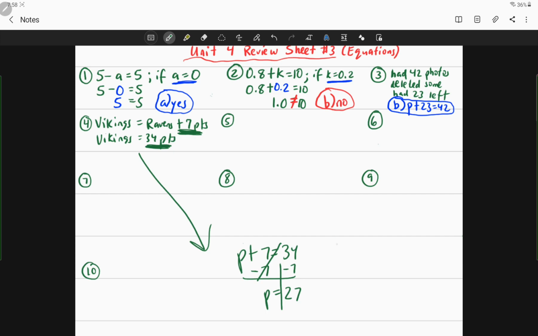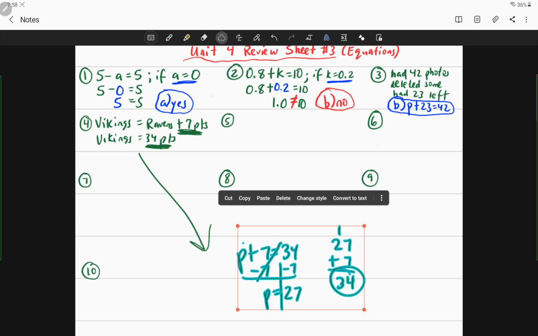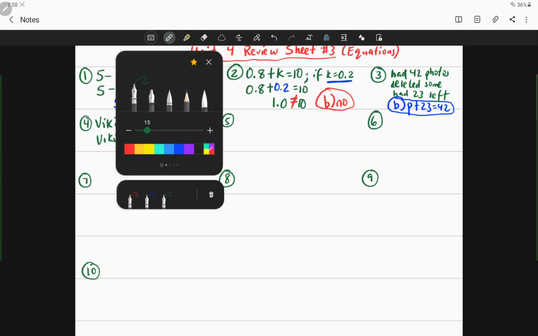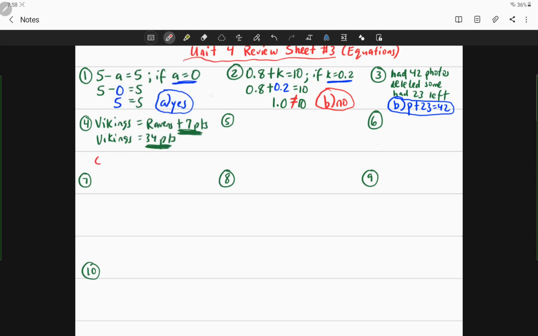This means the Ravens scored 27 points. And if you want to double check, they had 27. The Vikings had 7 more than them. So if we add 27 plus 7, we're going to get 34, which is the amount of points the Vikings did in fact score. So that is the correct answer for number 4. And it's choice C. So we can get rid of that and put in our answer. So our answer here for 4 was C. The equation should be P plus 7 equals 34.